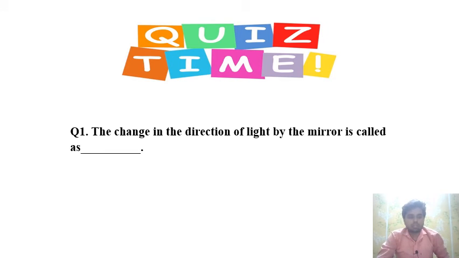Now, students, you have to tell the answer to this question. The change in the direction of light by the mirror is called what? I will give you some time. As you all know, the change in the direction of light by the mirror, and also by the water, so the answer will be reflection of light.